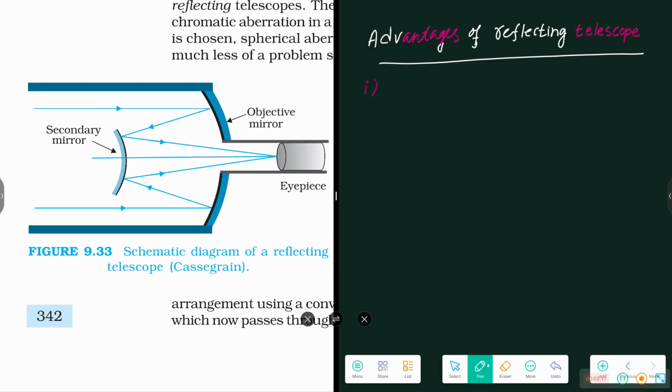Now write the first point. Mirrors can have larger size than lenses. Right? Mirrors can have large size than lenses.